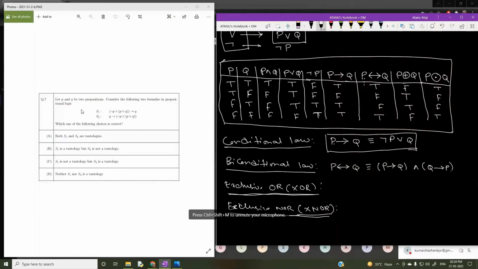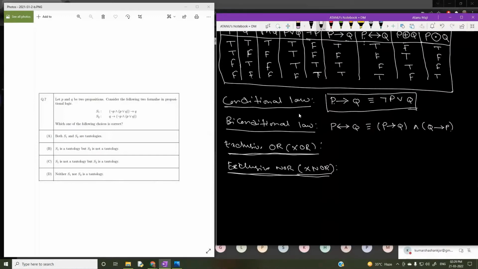The question is: consider the following two formulas in propositional logic. Which one is correct? Here four options are given, and the options are based on tautology, right? Now the question is, what is a tautology? In the simplest way, a tautology means an expression which is always correct.